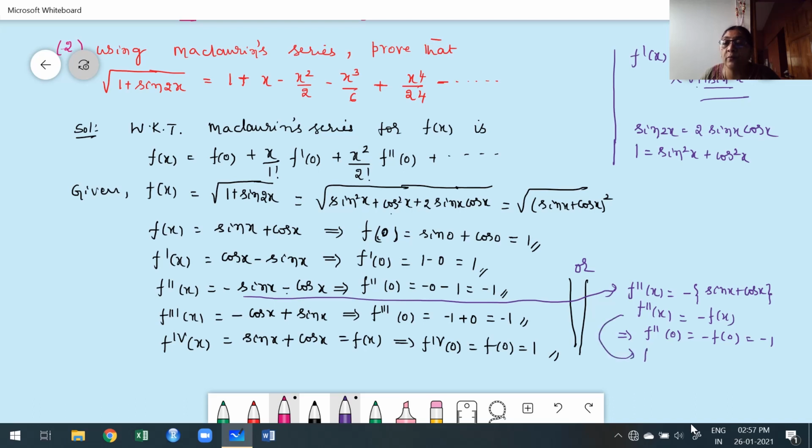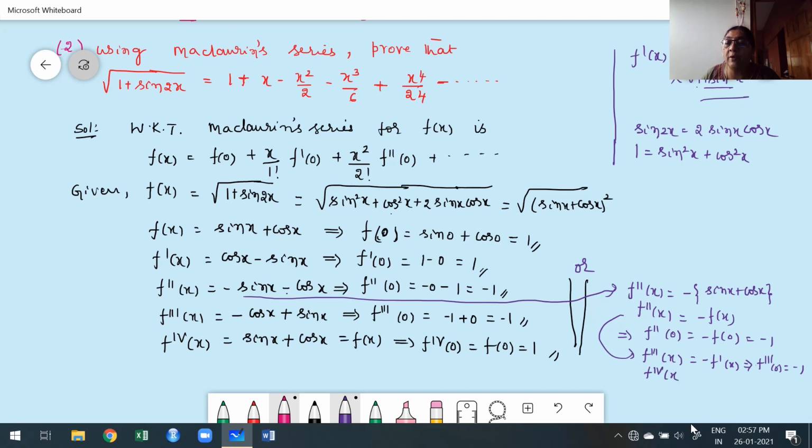Next, find the next derivative. What is f triple dash of x? It is minus of f dash of x. That implies f triple dash of 0 is minus of f dash of 0. What is my f dash of 0 value? You already know that it is 1, so we get minus 1. Here also we have minus 1. Observe, I'm showing both the things are the same.